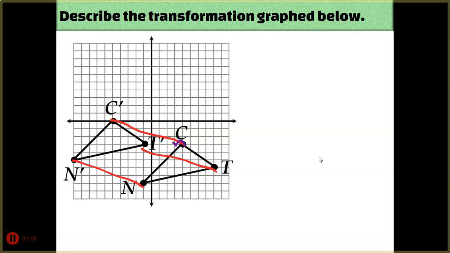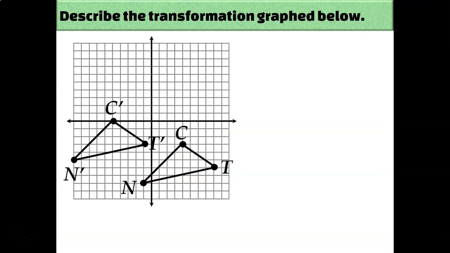to the left 1, 2, 3, 4, 5, 6, 7, 8, 9. And going left is a negative motion, so that's -9. And then I go up 1, 2, 3. Going up is a positive motion, so that's +3. So I would say that this is a translation using the rule (x - 9, y + 3).